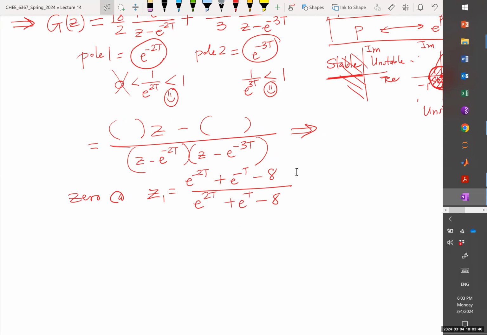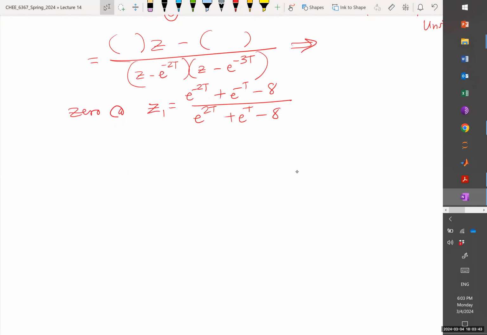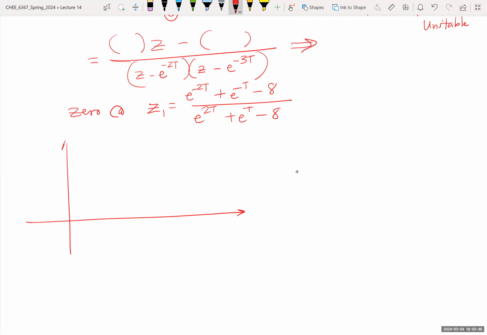So I will copy this from the notes and I'll plot it here. If the sampling period changes, the poles, well, they go to 1, but they never reach 1, so asymptotically they go to 1, and they drop, e to the negative 2t, e to the negative 3t. They drop like this, and this is 0.5, 1, 1.5, 2. So they behave like this.